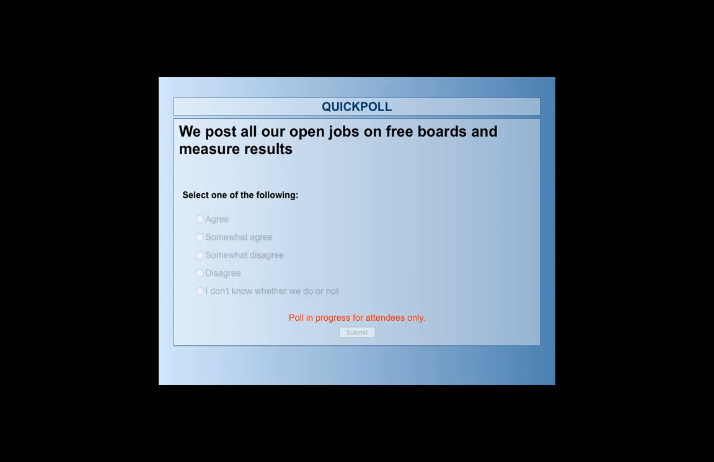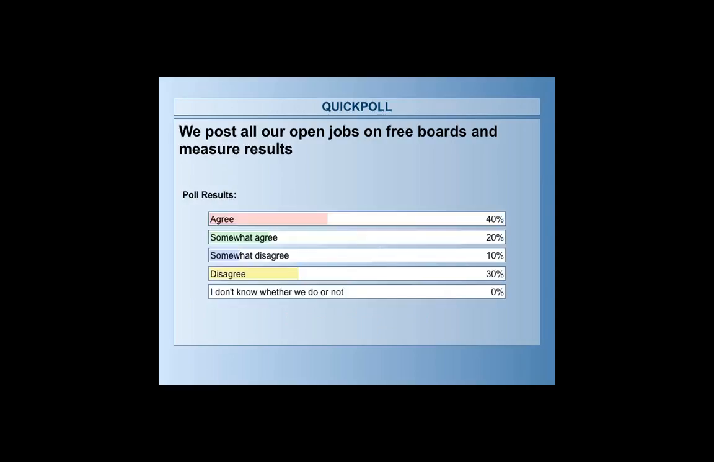which kind of leads to the next poll, which is, do you auto-post to the free boards? And again, we're not talking about scraping. We're actively posting to free job boards and understanding sort of where the traffic's coming back, and etc.